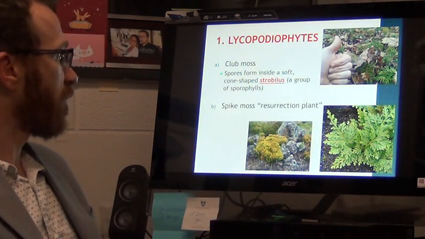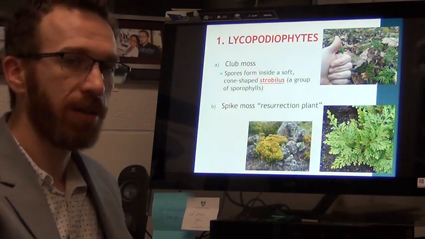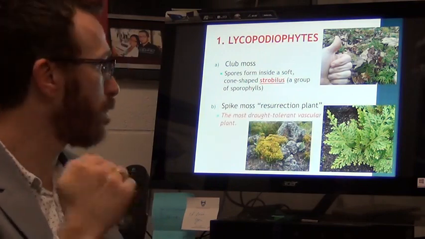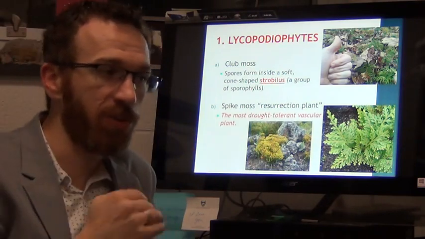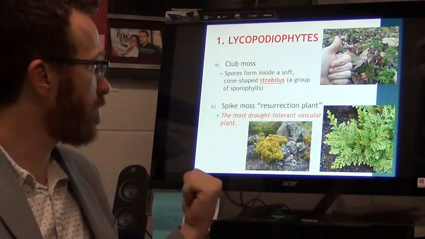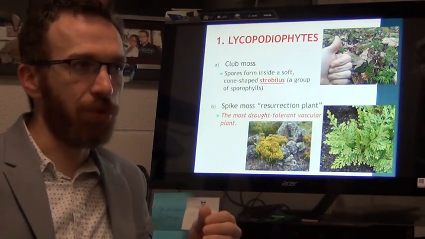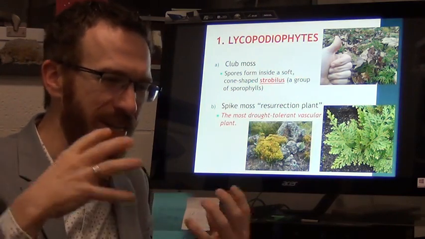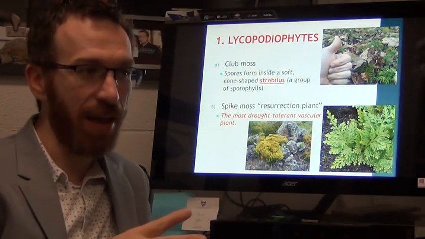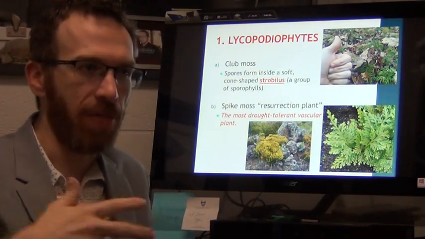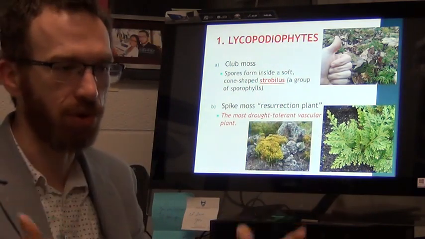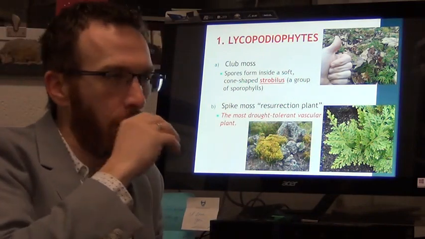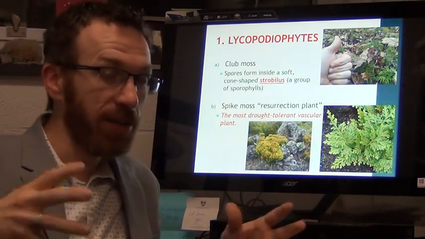And then spike moss are often called resurrection plants because these are the most drought-tolerant vascular plants in the world. They're called resurrection plants because they can dry out during a drought and just look like a brown, dead plant, and then a rain will come and they'll just come back to life and grow green again, and then photosynthesize and take up water. And so that's why they're called resurrection plants, because it seems like they've resurrected.